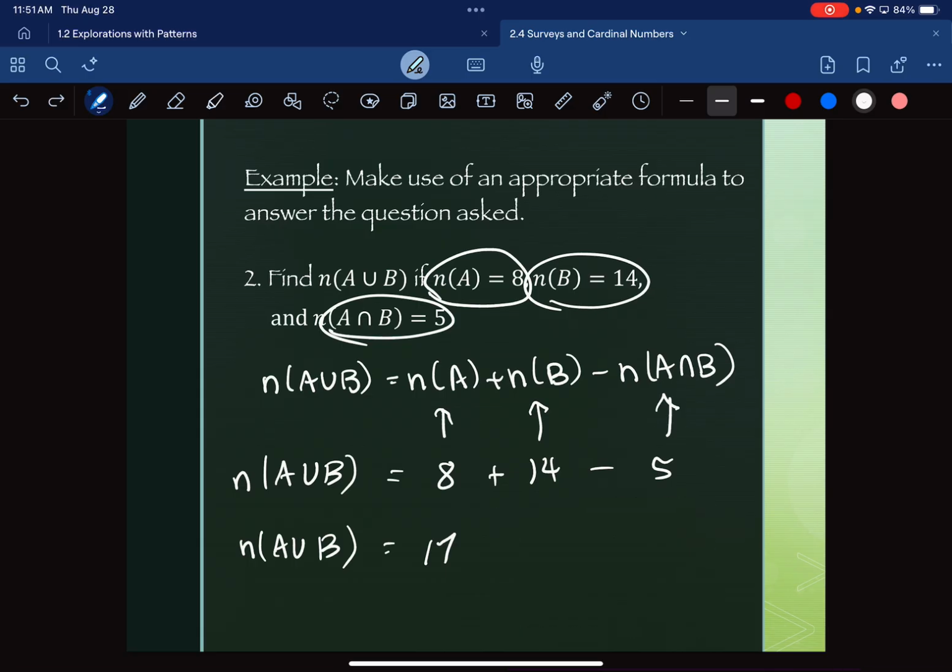Okay, I keep clicking on the right button, but it's not working. All right, there we go.